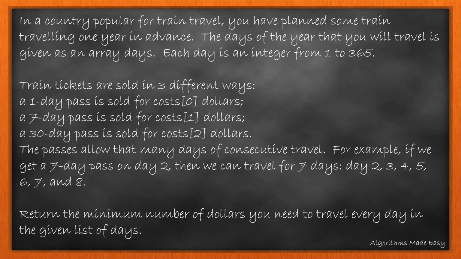Train tickets are sold in 3 ways: a 1-day pass, a 7-day pass, and a 30-day pass. The passes allow that many days of consecutive travel. For example, if we get a 7-day pass on day 2, then we can travel for 7 days. Return the minimum number of dollars you need to travel every day in the given list of days.